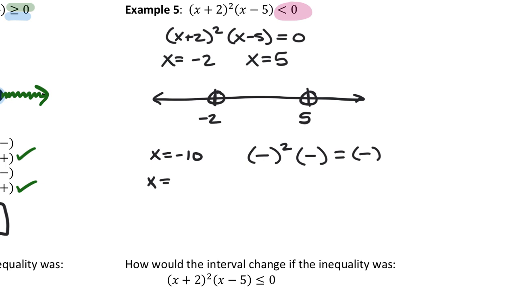What number did you choose to plug in the middle interval? Great choice. Plugging in 0, amazing choice. So we have 0 plus 2, that's a positive number, but we're going to square it. And 0 minus 5, that's a negative number. This is still negative. This answer could vary. What number did you plug in the last interval?